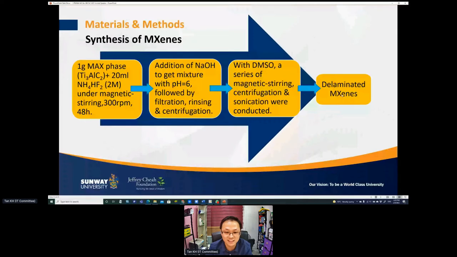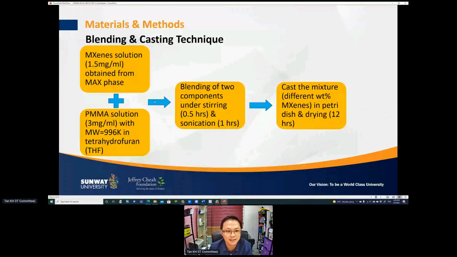Basically, we want to get a single flake of the MXene. At worst, we can have a few layers of flakes of the MXene. So this is the technique. It's quite simple, straightforward, as mentioned by Dr. Melinda, one of the invited speakers in one of the sections that I joined.